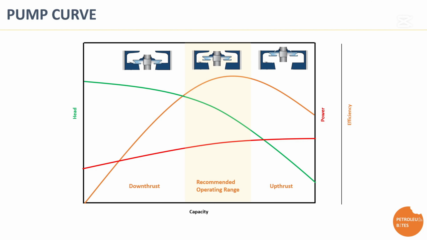Both upthrust and downthrust conditions pose serious risks to ESP reliability, potentially causing premature failure of the pump and motor system. Therefore, operating as close as possible to the best efficiency point is crucial for ensuring efficient, stable, and long-lasting ESP performance.